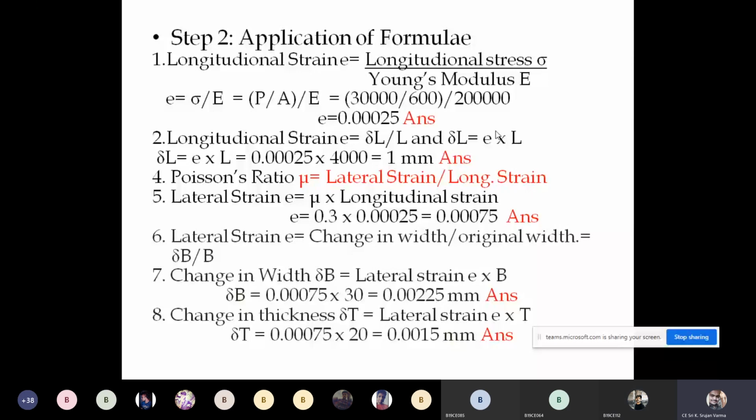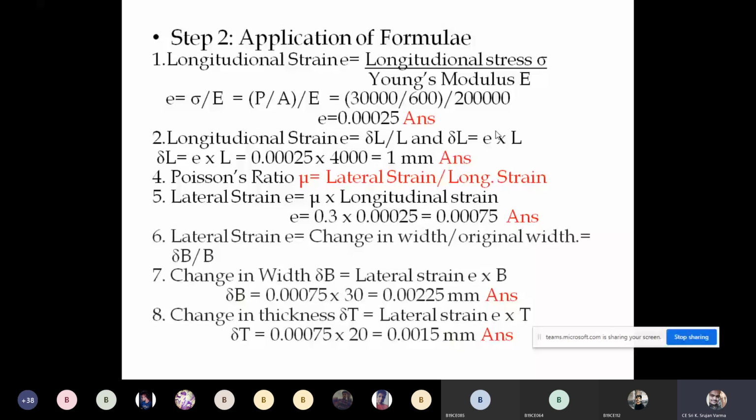Okay, very good Chari, you have asked a very good question. If tensile force is applied, length is increasing and lateral dimensions are decreasing. If compressive force is applied, then what will happen? Length will decrease. When length is decreasing, what will happen to the lateral dimensions? It will increase. Okay, lateral dimensions will increase.